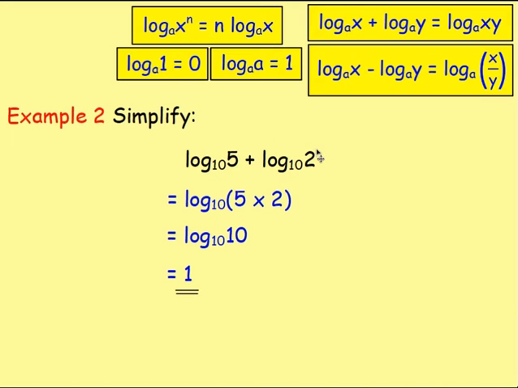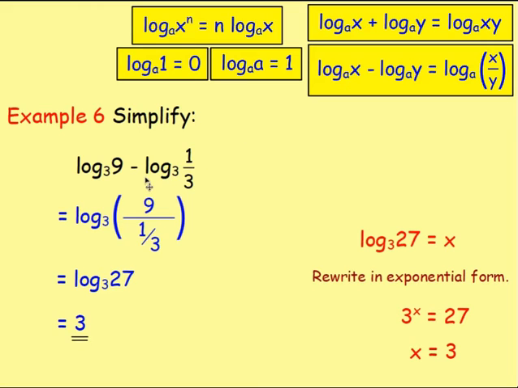What do you do with the 5 and the 2? Multiply! You got it. So that'd be log base 10 of 5 times 2, which is 10, so it's log base 10 of 10. And again, using this rule, log base a of a is 1, so that would just equal 1. If you are subtracting, it's log base 3 minus log base 3, so we can divide the 9 by the third. 9 divided by a third is 27.